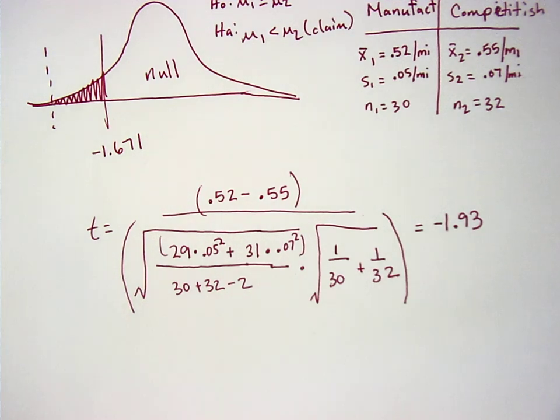All right. So we got 0.52 minus 0.55 divided by 29 times 0.05 squared, plus 31 times 0.07 squared, only the parenthesis there then to end that. Divided by 60, should work out. Nope.